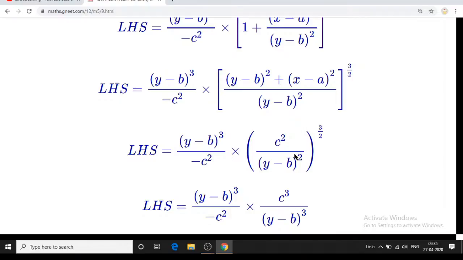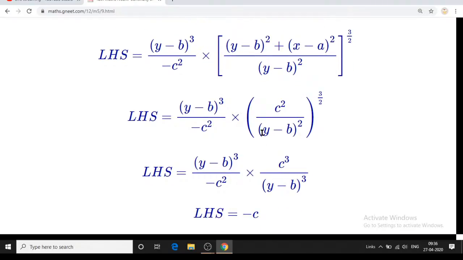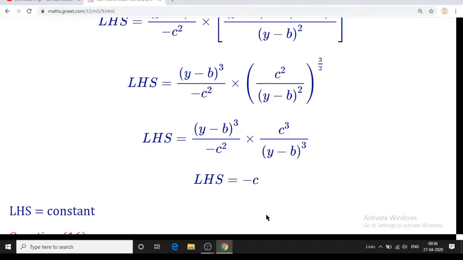Now after this we are going to use the laws of indices, also called exponents. This will get multiplied, so 2 into 3 by 2 will be 3, and so here we will get c cube. In the same way here, (y minus b) square into 3 by 2, this 2 will get cancelled, so we get (y minus b) the whole cube. Now this (y minus b) the whole cube will get cancelled. Here c cube by c square is c, and with the minus sign, we get minus c, and c was a constant.